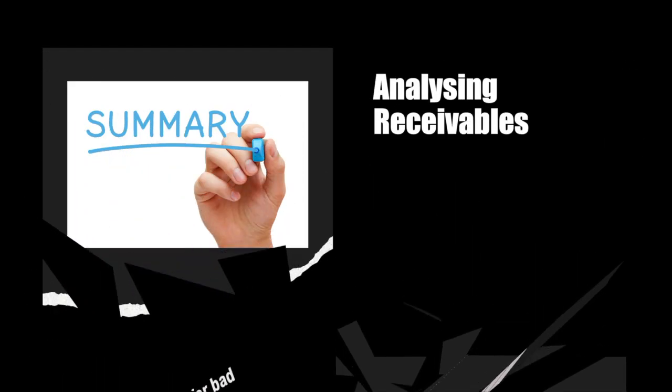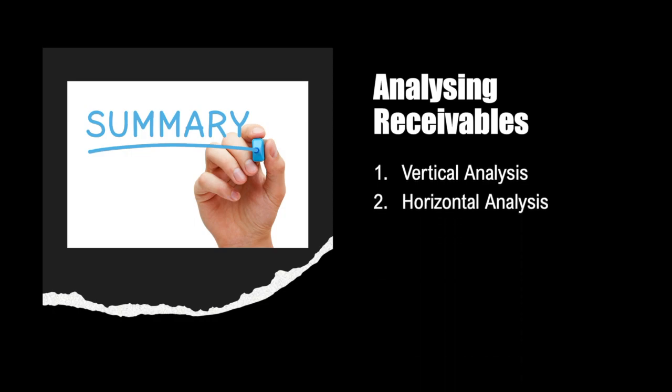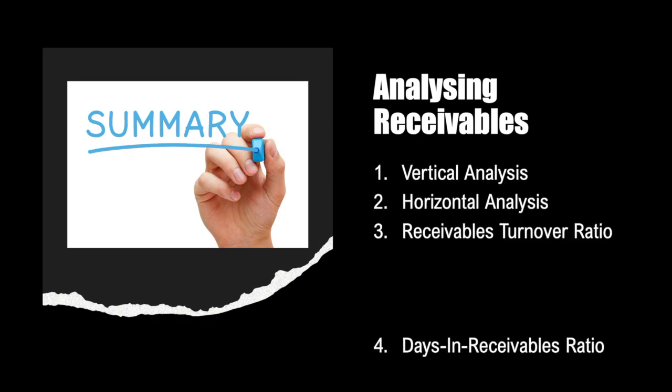To summarise, analysing receivables is performed through 5 different methods: vertical analysis, horizontal analysis, receivables turnover ratio, days in receivables ratio, and allowance ratio.